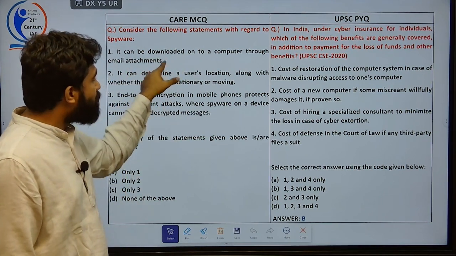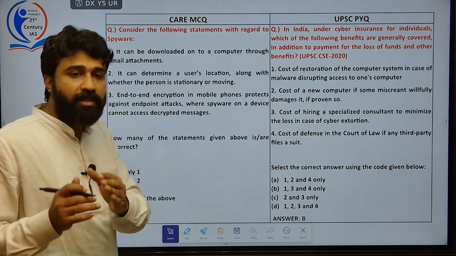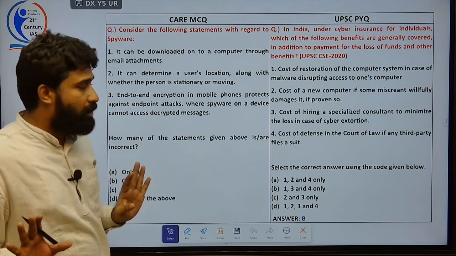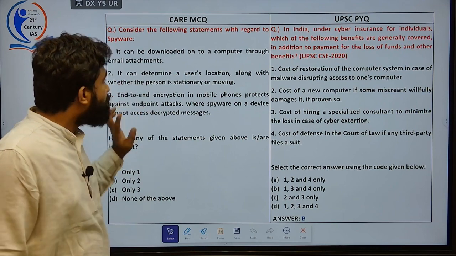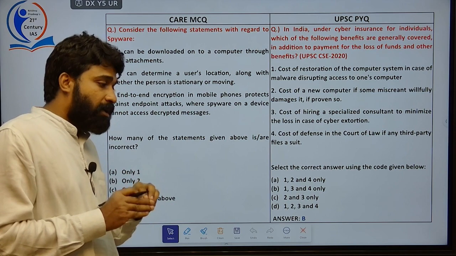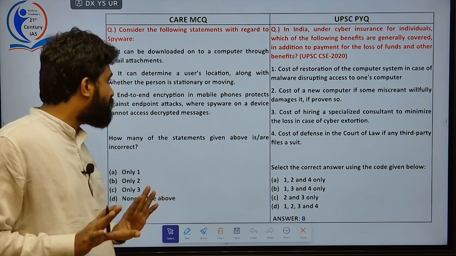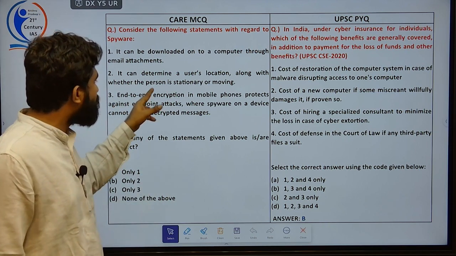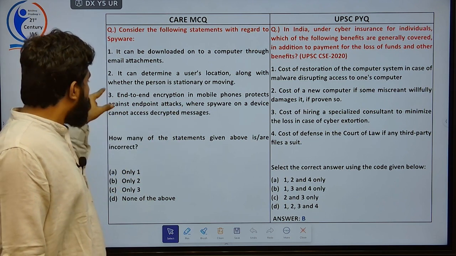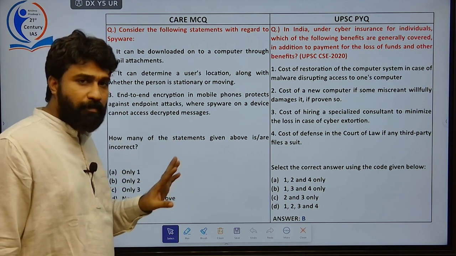Spyware can be downloaded to a computer through email attachments. So, if anybody has sent an email anonymously and you download it, the spyware will be installed in your laptop or somewhere. Next, it can determine a user's location, definitely, because it can access cookies. Therefore, it can access your username, password and your locational aspect, along with whether the person is stationary or moving. And next, end-to-end encryption in mobile phones protects against endpoint attacks, where spyware on a device cannot access decrypted messages. This is wrong.